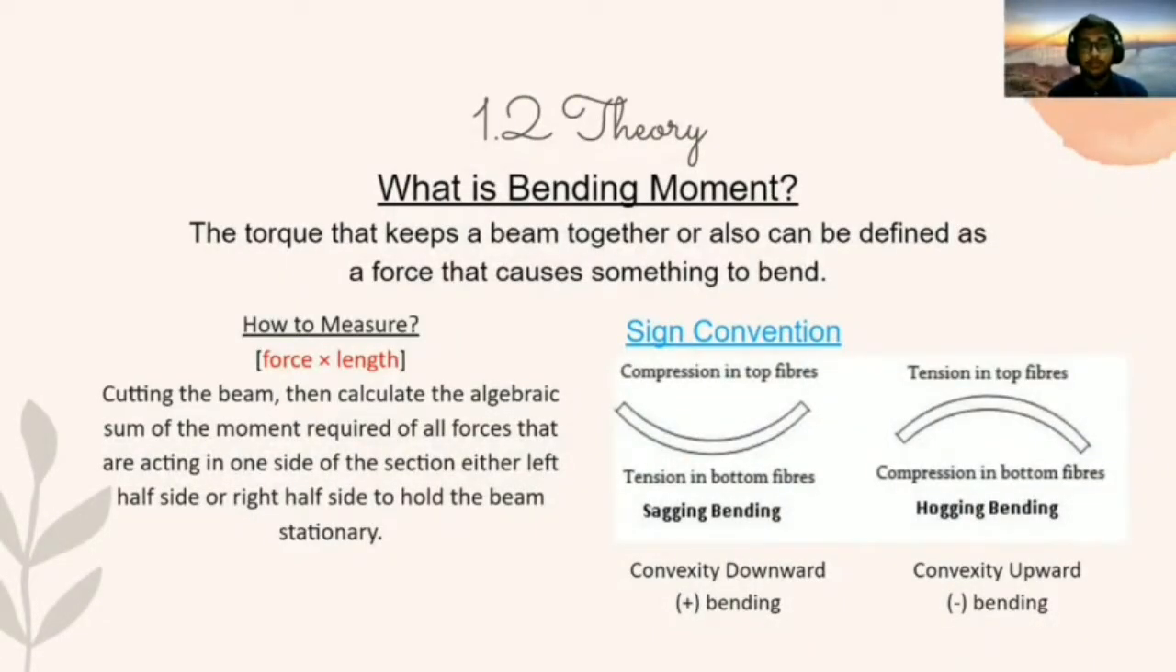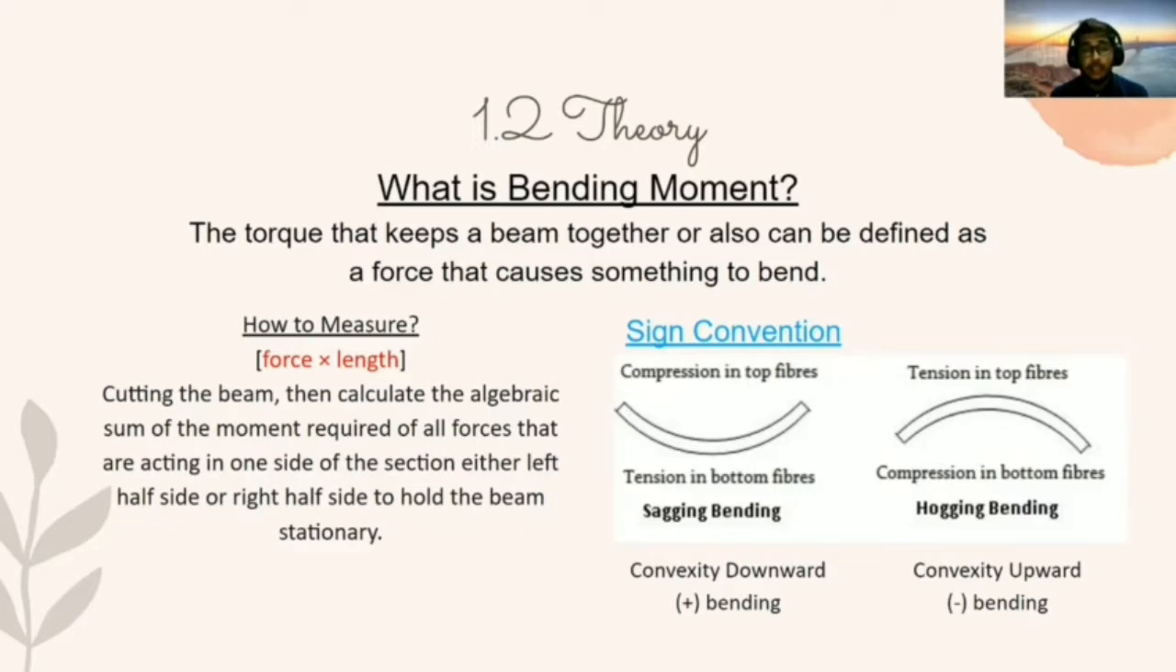Next, theory. The theory used for this experiment was the concept of bending moment. So, first of all, what is bending moment? Bending moment is the torque that keeps a beam together, or can also be defined as a force that causes something to bend. So, how do we measure bending moment? To put it simply, it is force multiplied by length.